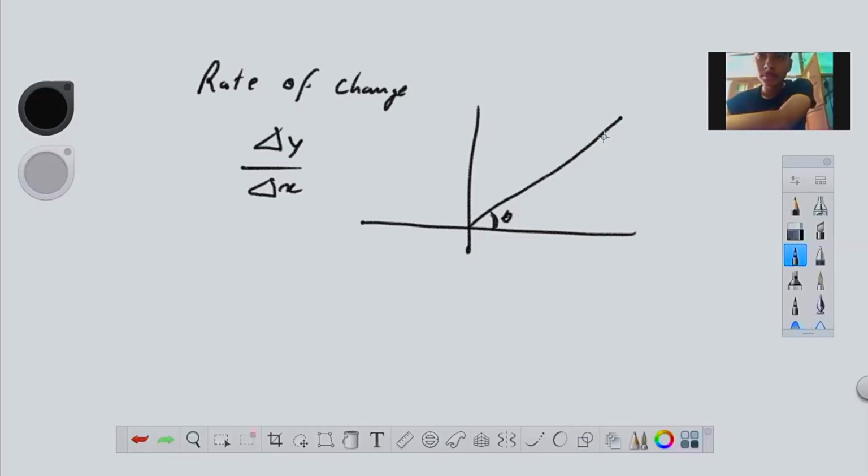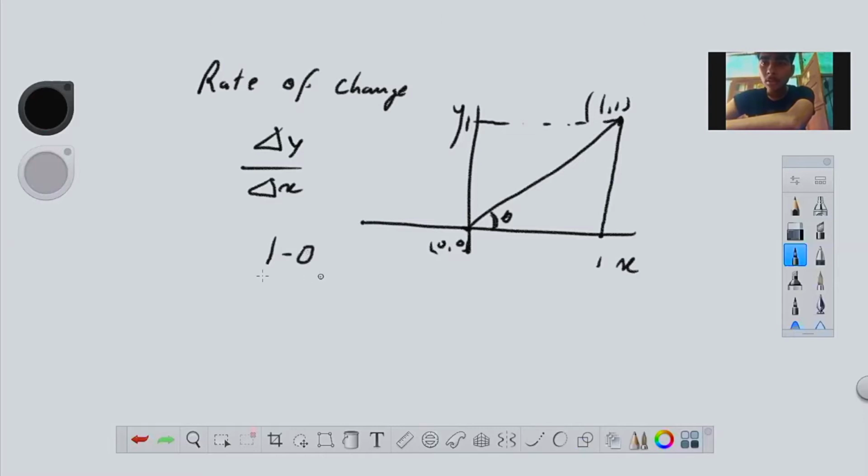Okay. So let's say you are at (0,0), and then you move to (1,1). What is the rate of change of y with respect to x? How much did y change? Y changed from 0 to 1, so it is 1. How much did x change? 1 minus 0. Also 1 minus 0, right?